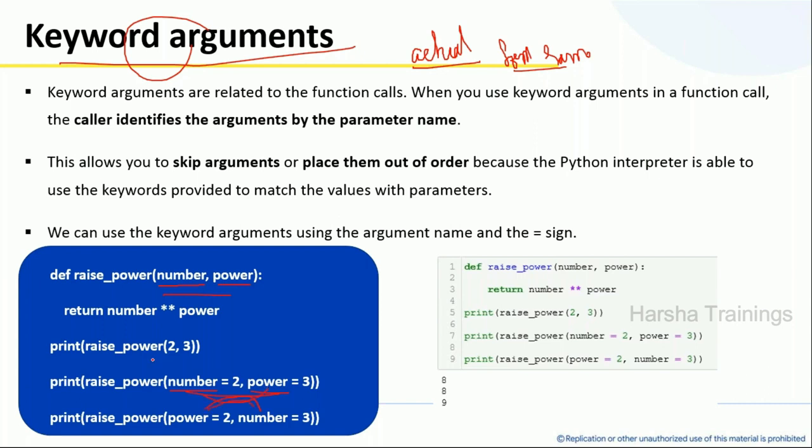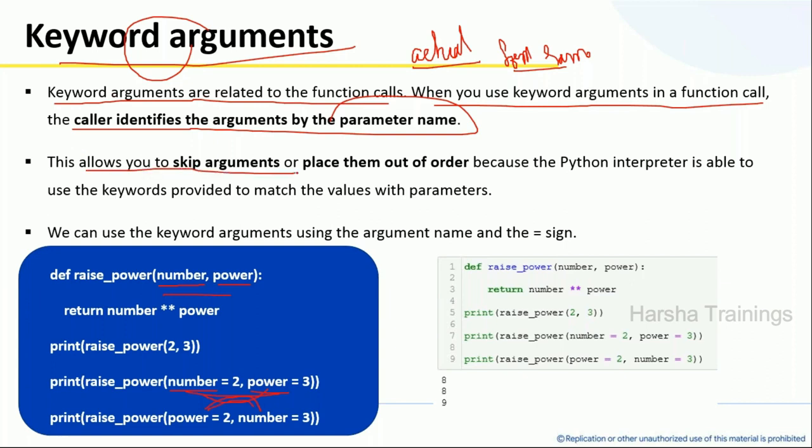I can interchange those variables. That is the beauty of keyword arguments. Now look carefully. Keyword arguments are related to function calls. When we use keyword arguments in a function call, the caller identifies the arguments with the parameter name. Even though you change the order of the parameters, the program will still work. This allows us to skip arguments or place them out of order, because the Python interpreter is able to understand the variables.